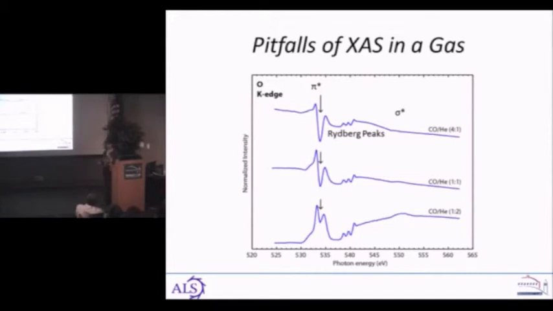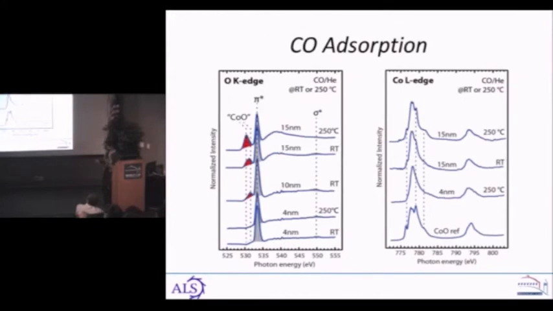So to overcome this problem, we treat the particles with 1 atmosphere of gas at an elevated temperature, and then we replace the gas with helium so that there's no gas phase contribution to the spectrum, and we're only focused on the surface of the particles. So we get a much cleaner spectrum on the oxygen K edge when we replace the CO with helium.